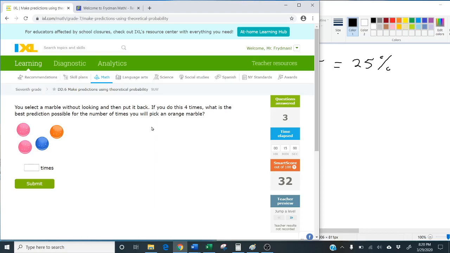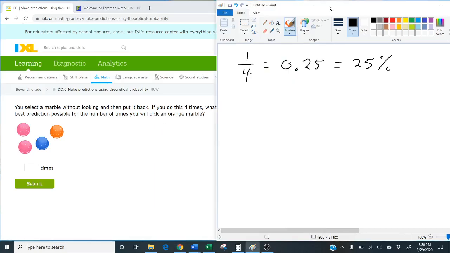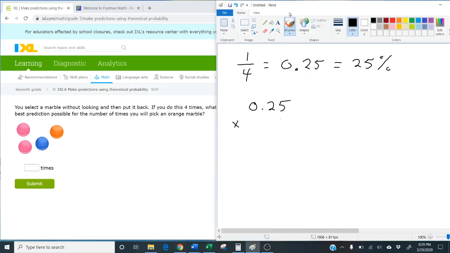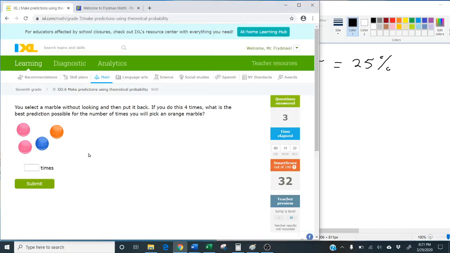Out of those 4 times, how many times would we predict that we would get an orange marble? We'll take our probability. We could use the fraction. We could use the decimal. It doesn't matter. I'll use the decimal this time. Multiply it by the number of attempts. We're going to multiply by 4 here. The reason I'm using 4 is not because I have 4 marbles. It's because we're going to do this 4 times.